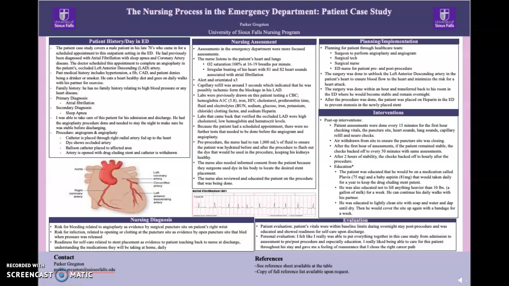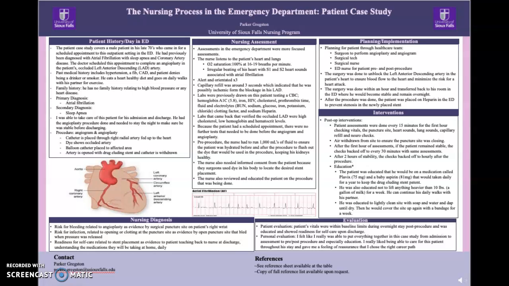For pre-procedure, the nurse had to run a bag of fluids, 1,000 mL, to ensure that the patient would be hydrated before and after the surgery to flush out the dye that was going to be used for the procedure, to keep his kidneys clean. After the procedure, there would be another bag of fluids run to flush that dye out. The nurse also needed to obtain informed consent because the patient knew that there would be dye into his bloodstream, and there was also a risk for infection. The nurse reviewed and educated the patient on the procedure that was being done.